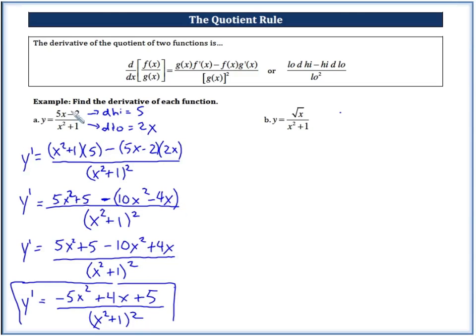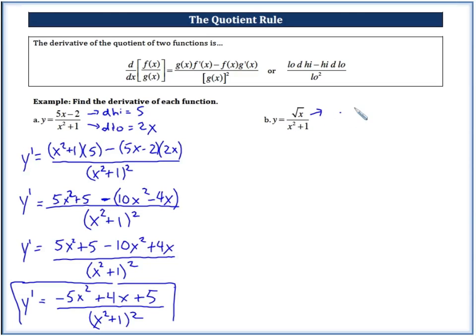Okay, so again, it's no more difficult than just finding the derivative of the numerator, the derivative of the denominator, applying the rule low d high minus high d low over low squared, and then performing the algebra to simplify this down. All right, let's take a look at letter B here.